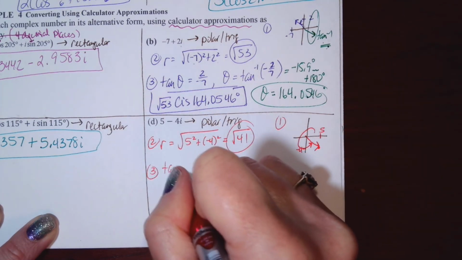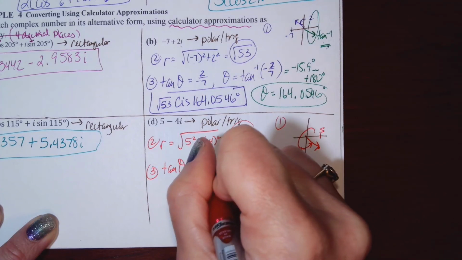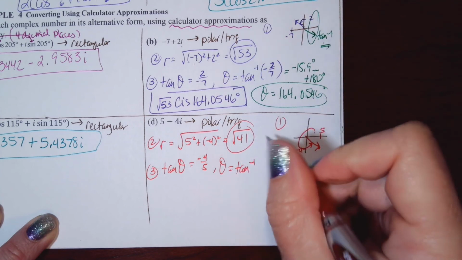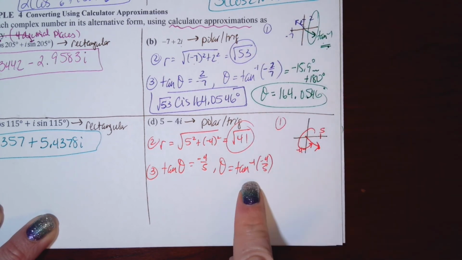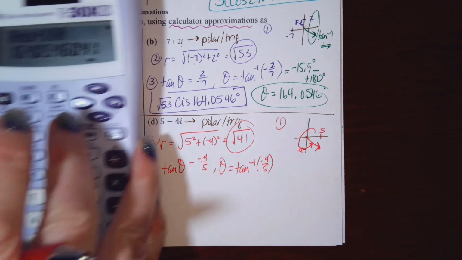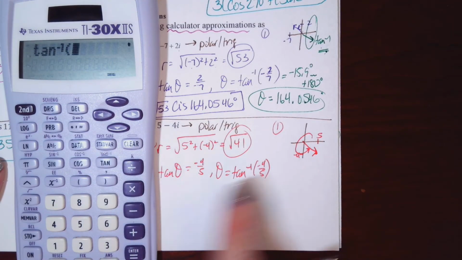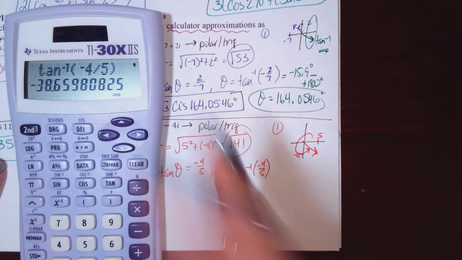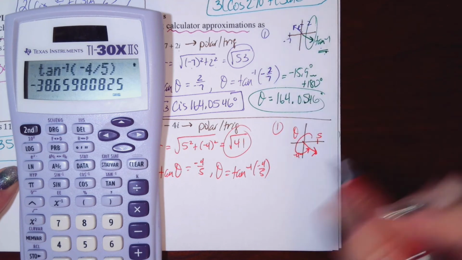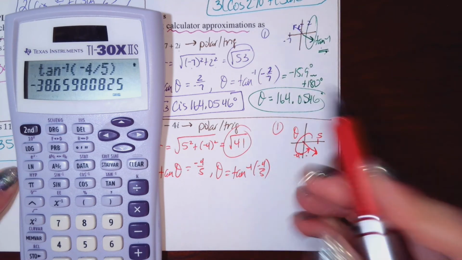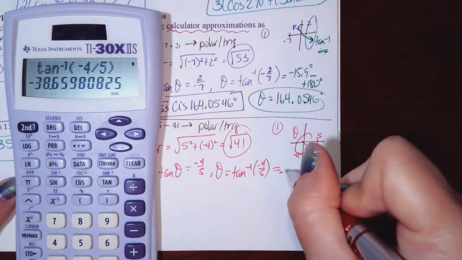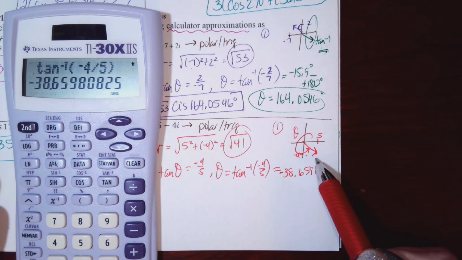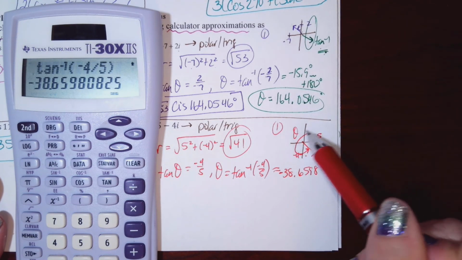So I know that tangent theta is y over x, negative 4/5. Now, this theta is in quadrant 4, so when I plug this value into my tangent inverse, it's going to give me an angle in quadrant 4. Let's do that. Tangent inverse of negative 4/5. But notice that it gives me a negative angle value, and I have sketched this angle theta as being a positive angle value. So what I get out here is negative 38.6598 degrees.